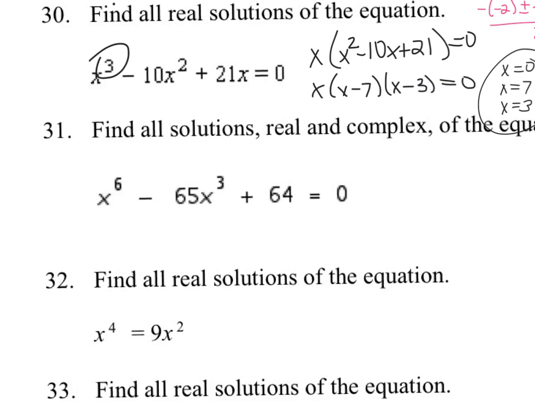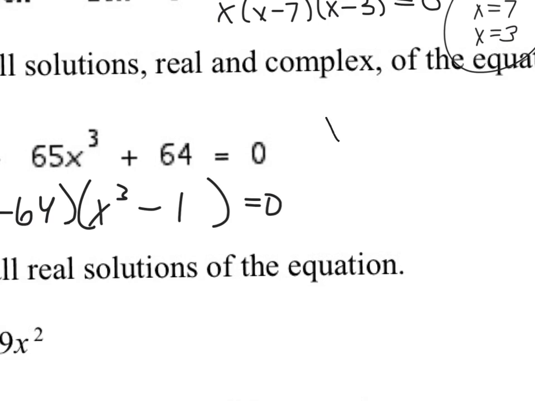Okay, 6 answers. Let's factor this. Are there factors of 64 that multiply to give me positive 64, but add to give me negative 65? 64 and 1, right? Minus 64 minus 1. Guys, what can I break x to the 6th up into? X to the 3rd and x to the 3rd. Good. They're just both perfect cubes.